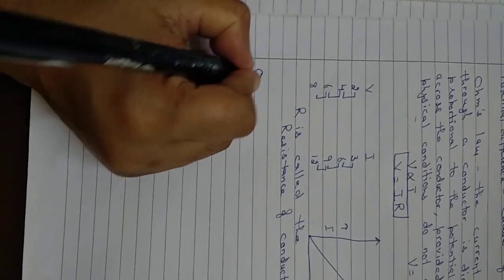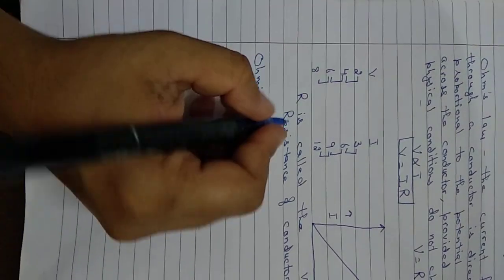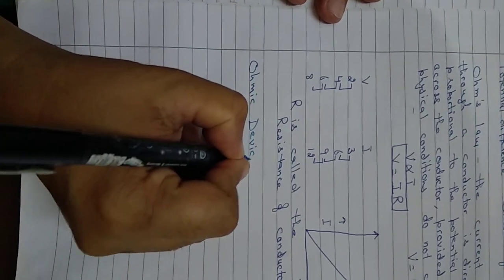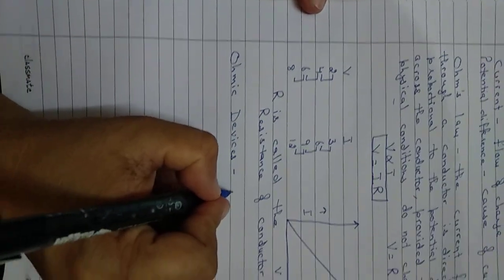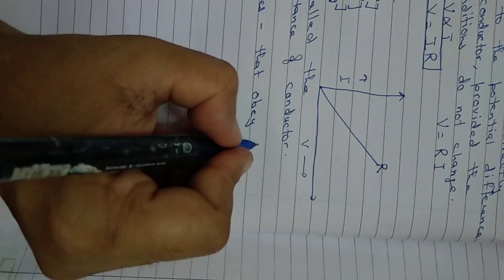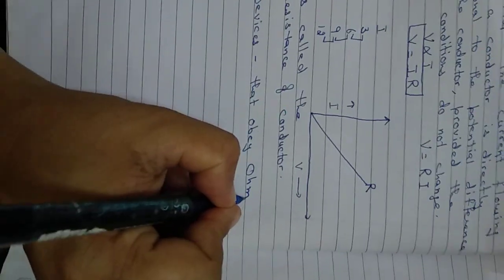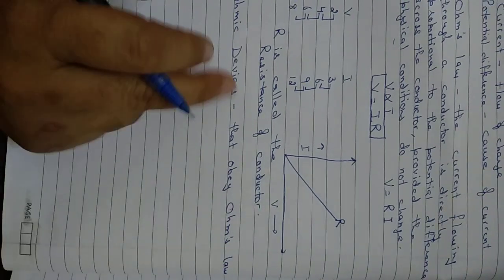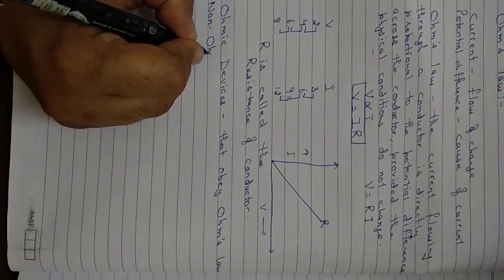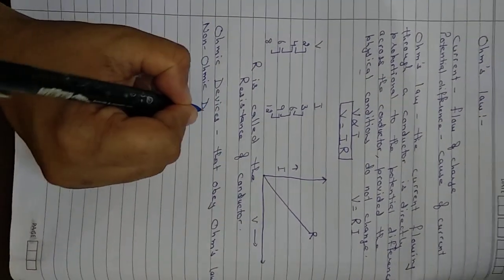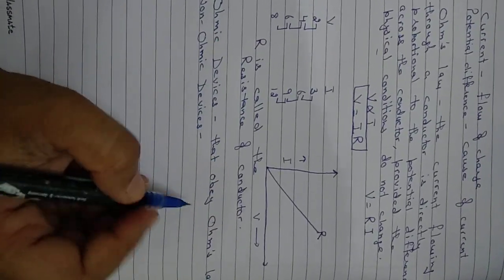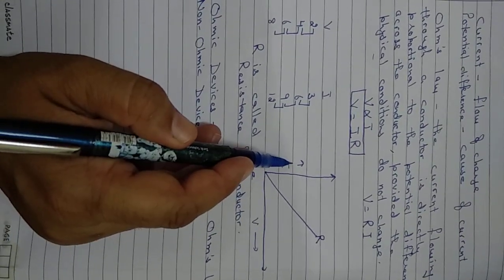All the devices that obey Ohm's law, all the devices in which the current is proportional to potential, they are called ohmic devices. Devices that obey Ohm's law are called ohmic devices, while those devices that do not obey Ohm's law are called non-ohmic devices. Non-ohmic devices are those devices in which the graph between V and I is not a straight line.